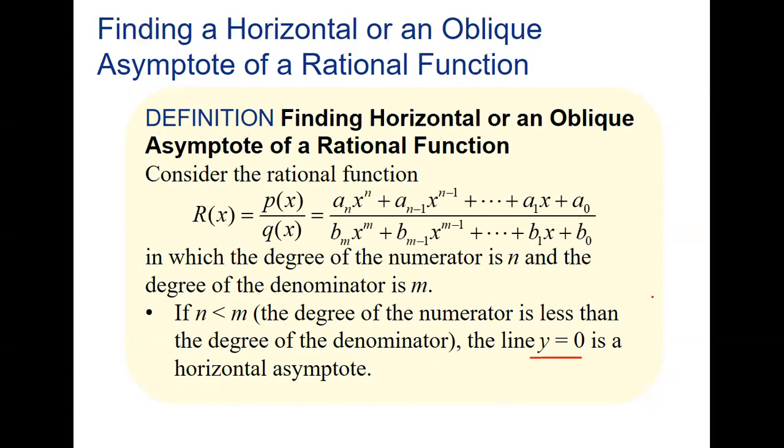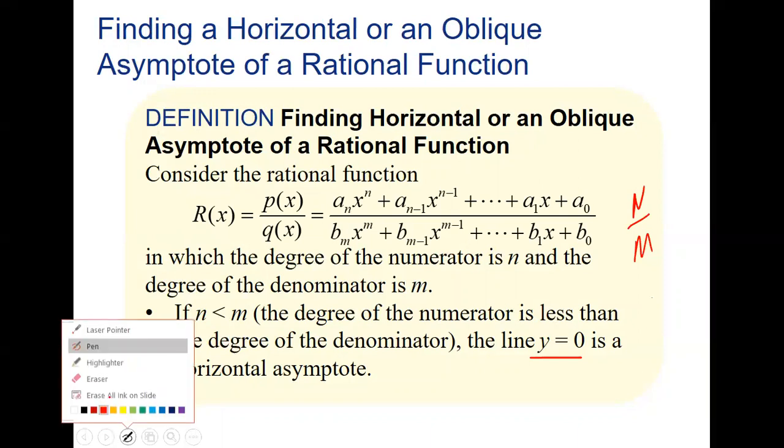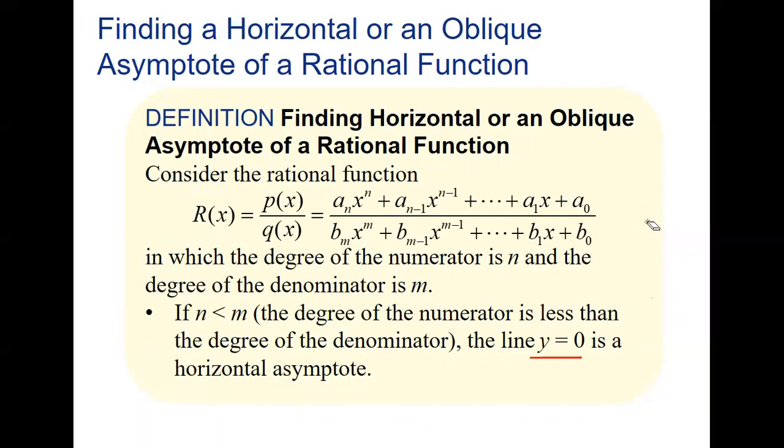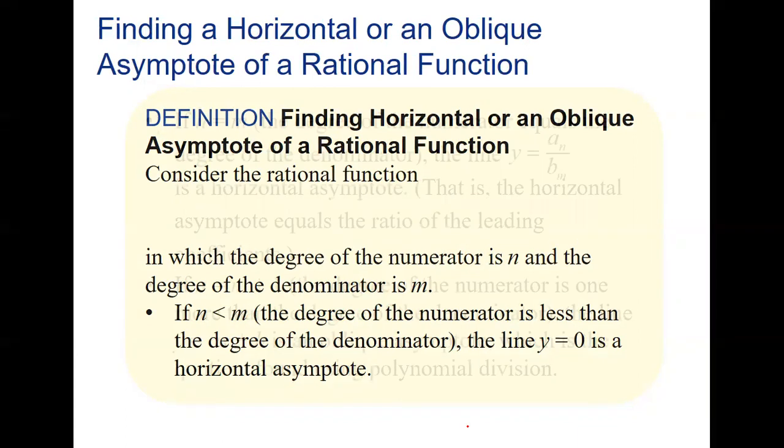So you have numerator and denominator, and I don't like using n and d. So if the degree of your numerator is less than the degree of your denominator, you have a horizontal asymptote and it's y = 0. Okay. And again, it's their degrees that you're comparing.